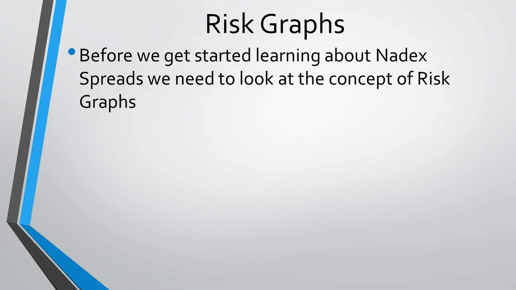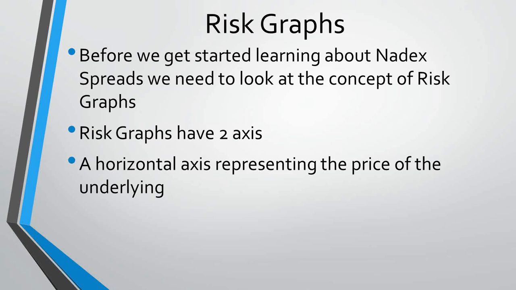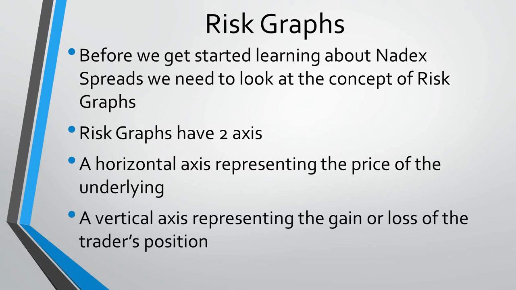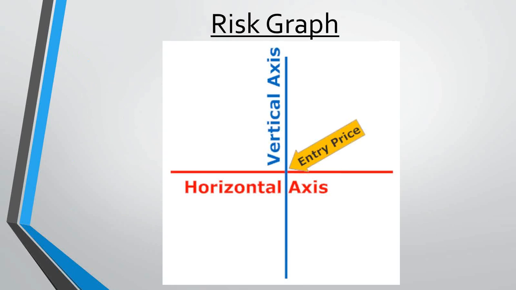So before we get started learning about Nadex spreads, we need to look at the concept of risk graphs. Risk graphs have two axes, a horizontal axis representing the price of the underlying, and a vertical axis representing the gain or loss of the trader's position. Very important to remember that. The vertical axis represents the gain or loss of the position that you would be in, represented by the graph. So here's an example.